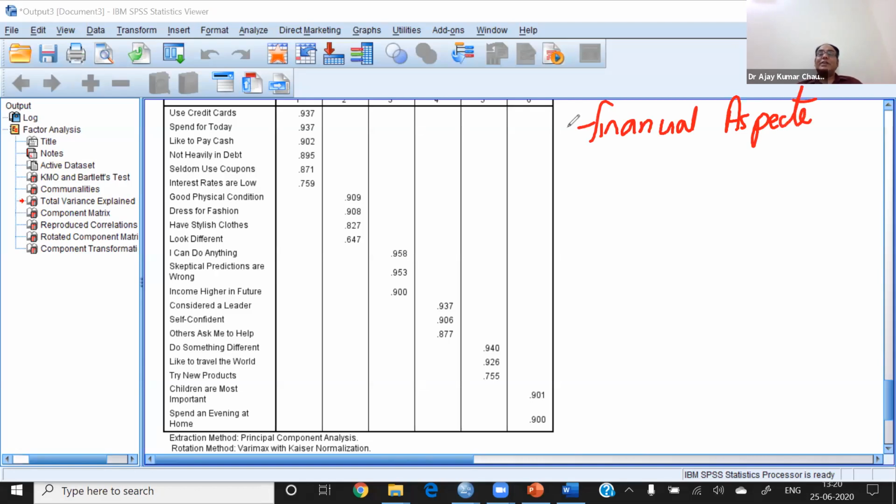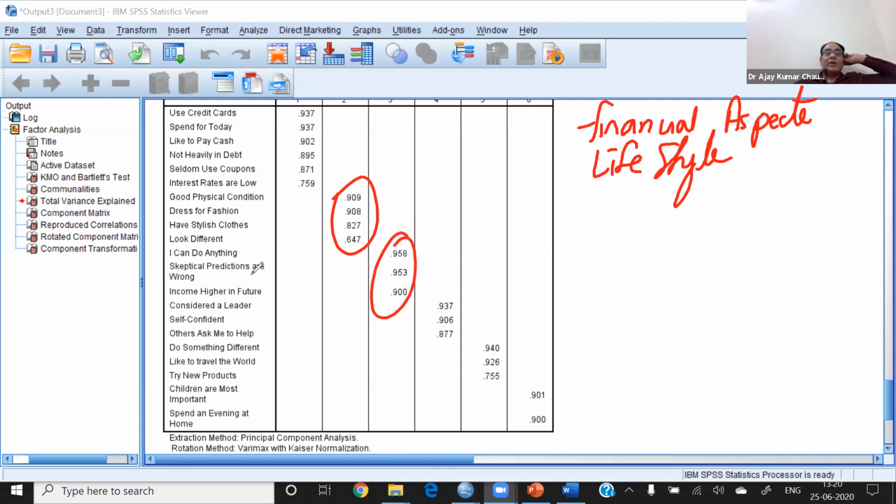So this is the name of the first factor, and the second factor is this: good physical condition, dress for fashion, stylish clothes look different. So I call it lifestyle, modern lifestyle. And the third factor is I can do anything. Skeptical predictions are wrong. Higher income in future. So it is optimistic.